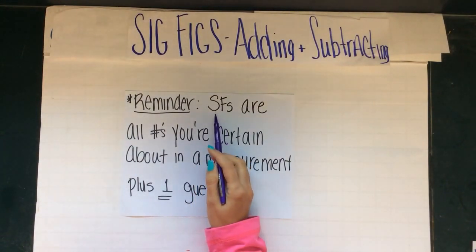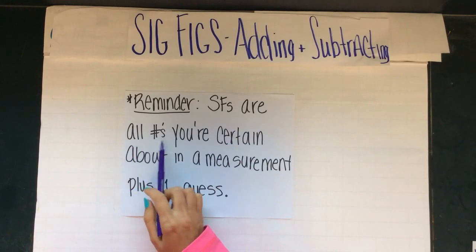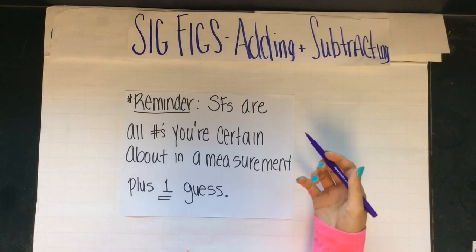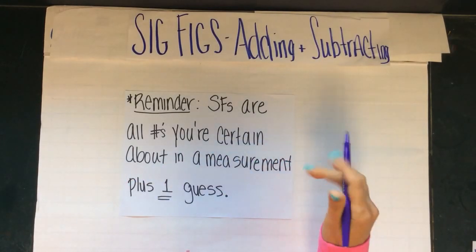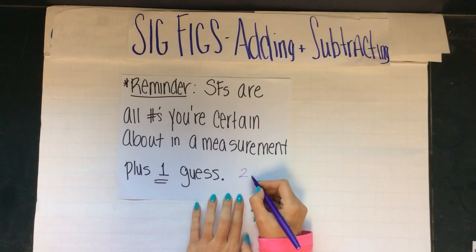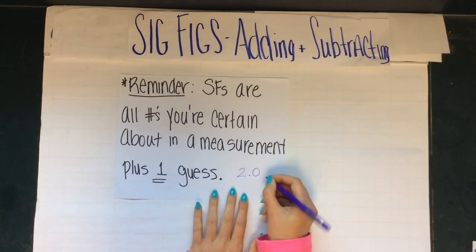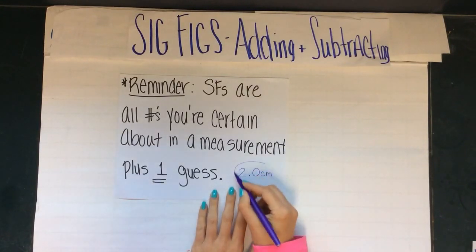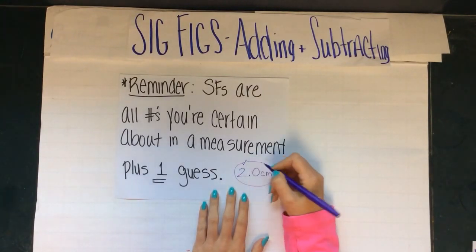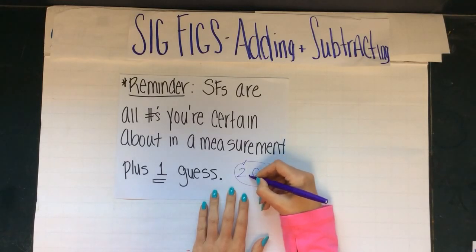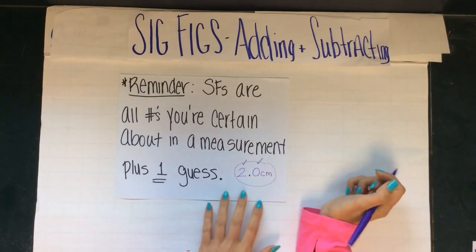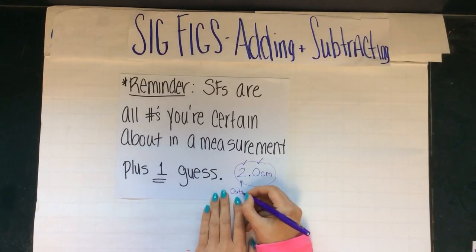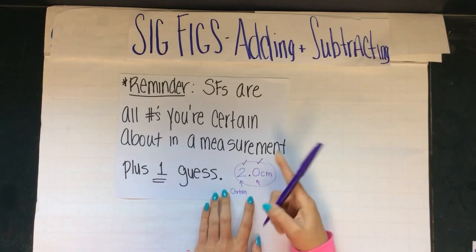Significant figures are all the numbers in your measurement that you're certain about, plus one guess. So if you have a measurement, for example, let's say my measurement is 2.0 centimeters long, then all of these digits are significant, right? Significant non-zero number. Trailing zero with a decimal is significant. Then therefore I am certain about this part. Remember to write all examples down.